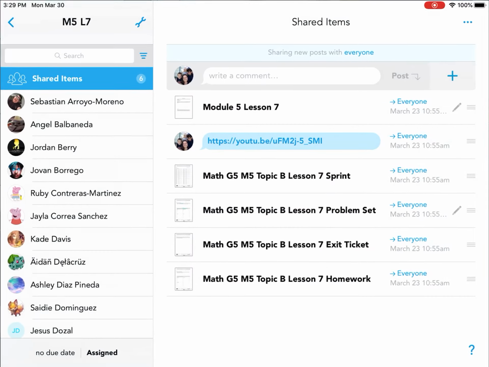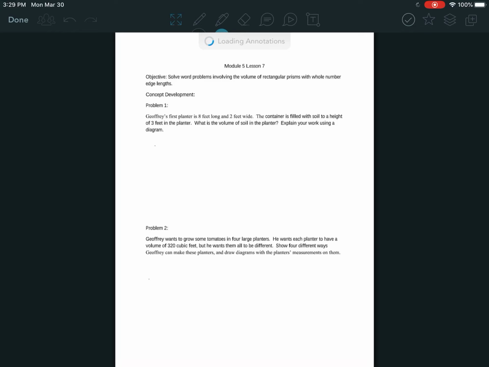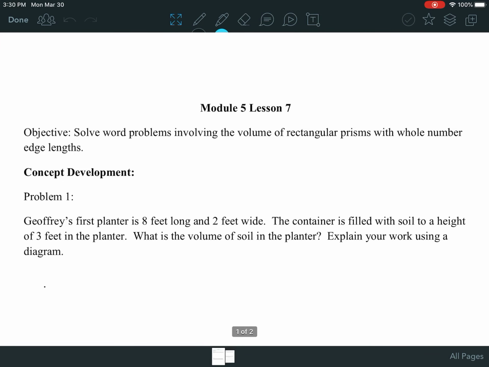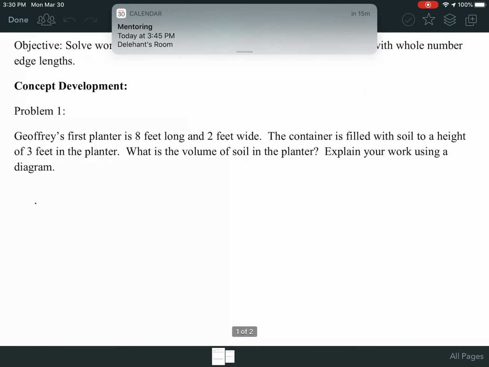We are going to open Shobi and we are going to Module 5, Lesson 7 today. Our objective for the day is solve word problems involving the volume of rectangular prisms with whole number edge lengths. So we're going to start on problem 1.